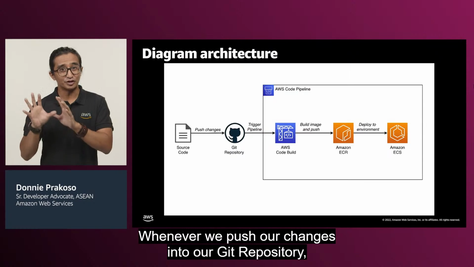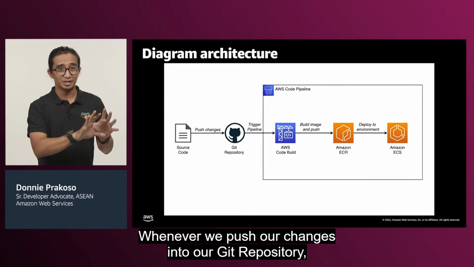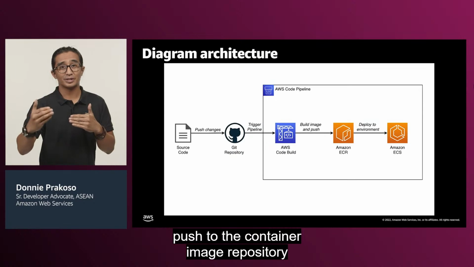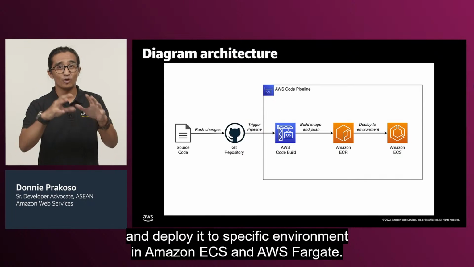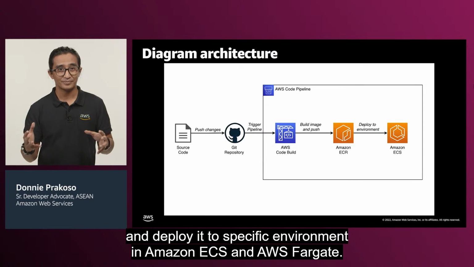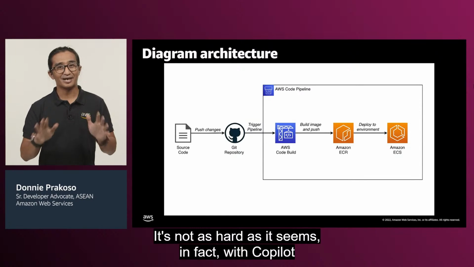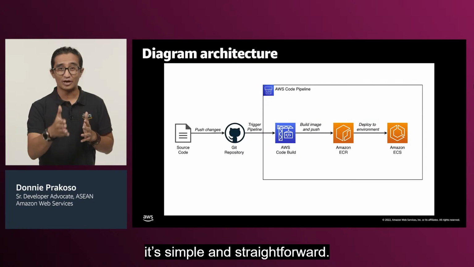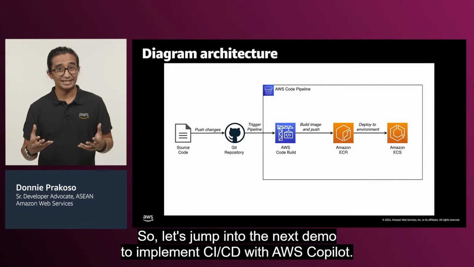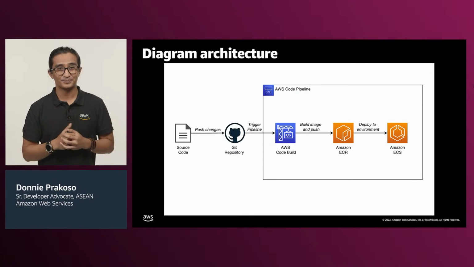Whenever we push our changes into our Git repository, it will automatically build the image, push to the container image repository, and deploy to specific environment in Amazon ECS and AWS Fargate. It's not as hard as it seems. In fact, with Copilot, it's simple and straightforward. So let's jump into the next demo to implement CI/CD with AWS Copilot.